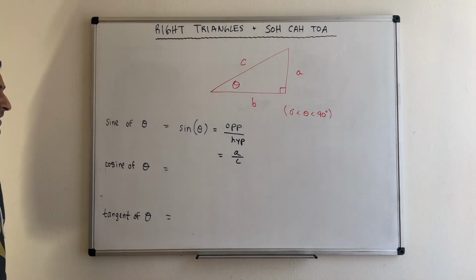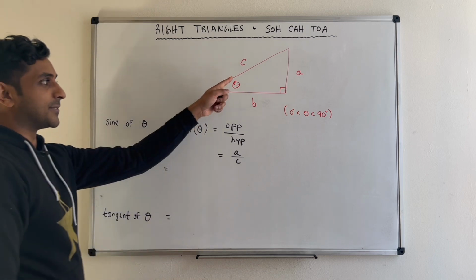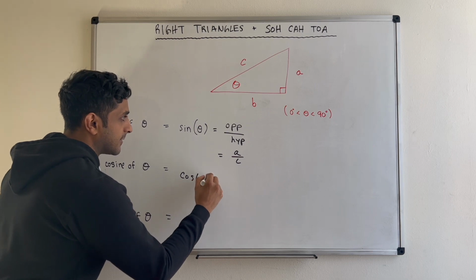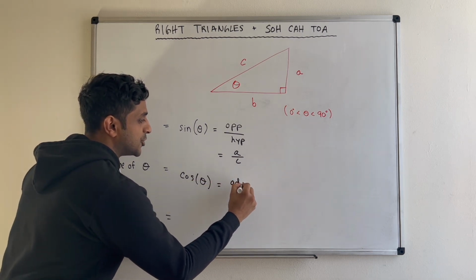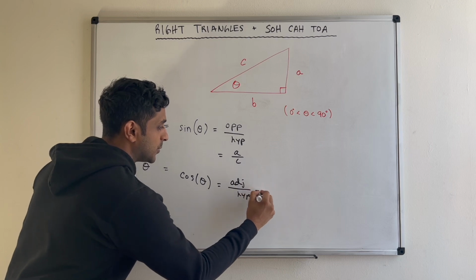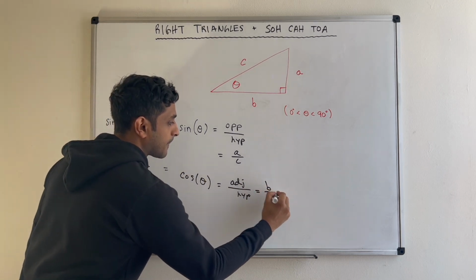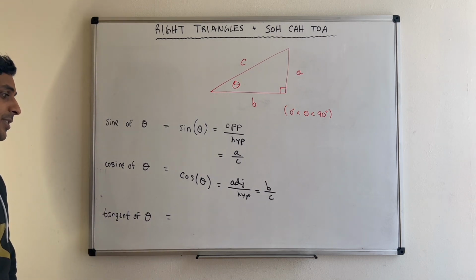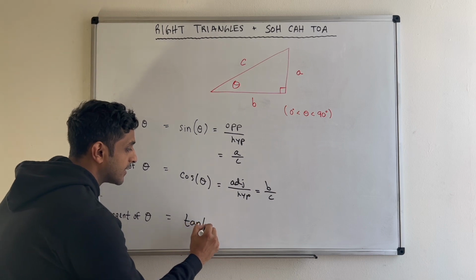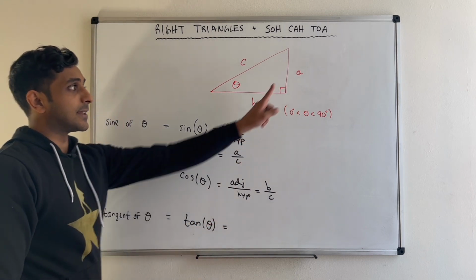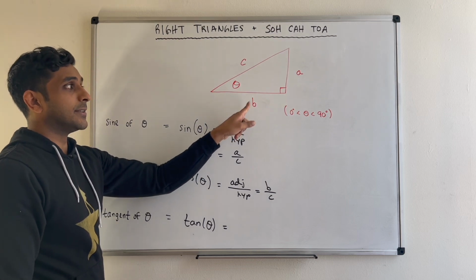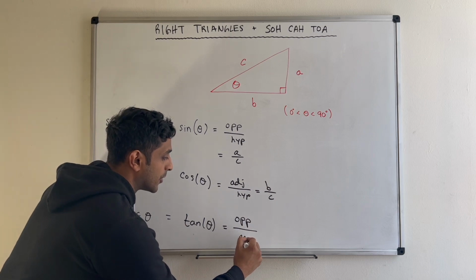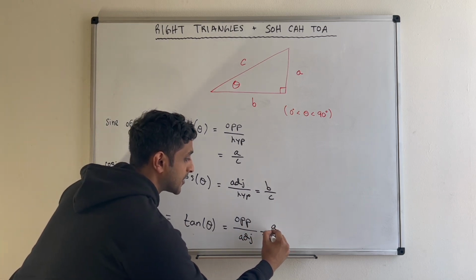That's one. The cosine of theta is the ratio of the adjacent side to the hypotenuse. So that's designated cos of theta, and that is adjacent over hypotenuse, which we could write as B over C. And finally, we have the tangent of theta, which you could write as tan of theta, and that is the ratio of the opposite side to the adjacent side. So that is opposite over adjacent, and that would equal, in this picture, A over B.